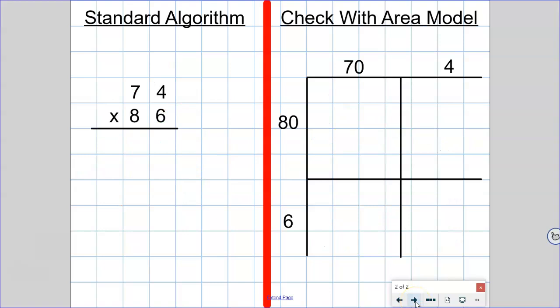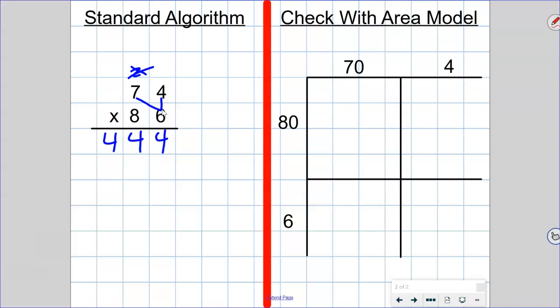This time, we're multiplying 74 times 86. And you guys can see we're going to use the area model to double check once we are done. So repeating the steps, we're going to start with the 6, and it's going to be 6 by 4 and then 6 by 7. 6 by 4 is 24, so I'm going to carry the 2 and leave the 4. Now I'm going to do 6 times 7. 6 times 7 is 42, plus the 2 gives me 44. So I'm going to put 44 right there. And now I'm going to scribble out that 2 right there so that I don't accidentally use it again when I'm not supposed to.